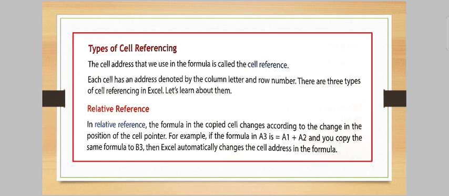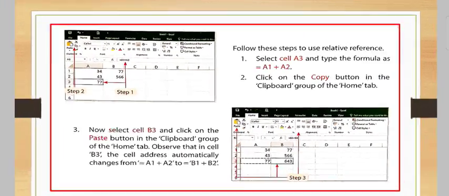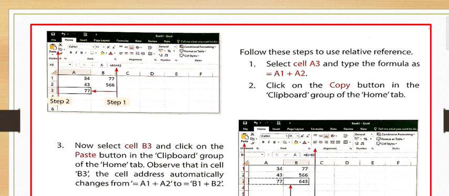For example, if the formula in A3 is A1 plus A2 and you copy the same formula to B3, then Excel automatically changes the cell addresses in the formula. Now we discuss an example. Here you can see the image. First, follow the steps to use the relative reference.